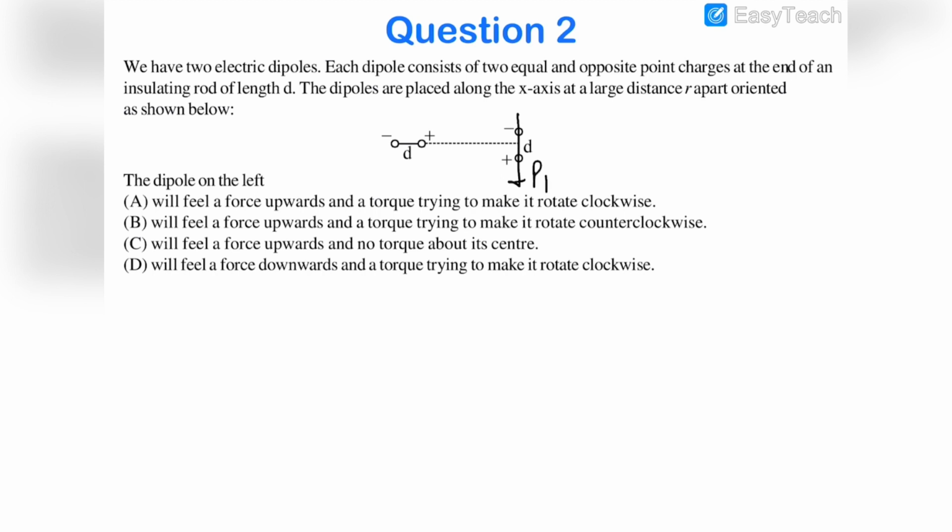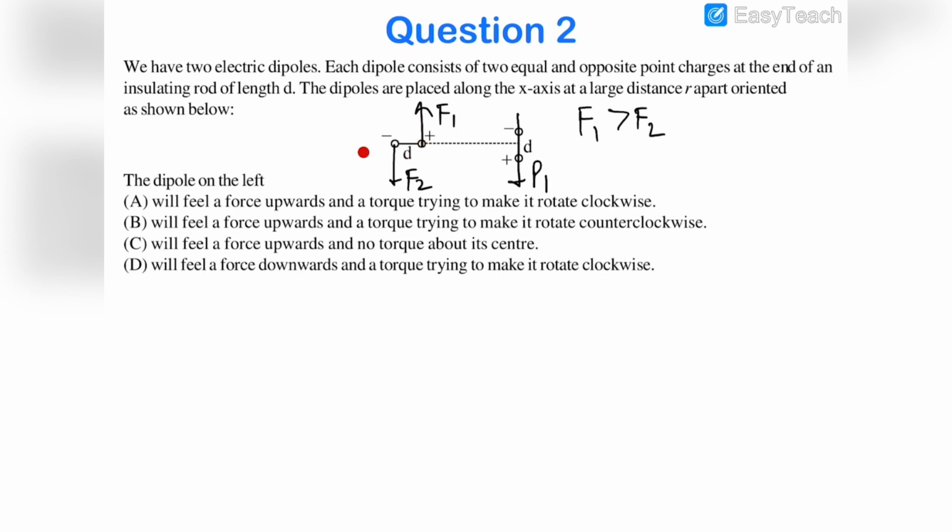We know that the dipole moment of the right one is in the downward direction, and therefore the electric field due to this is in the upward direction, and the force acting on the plus charge will be in the upward direction, while the force acting on the minus charge will be in the downward direction. Now the force acting on the plus would be greater than the force on the minus, because the plus charge is nearer to this dipole, so the electric field would be greater on this plus charge.